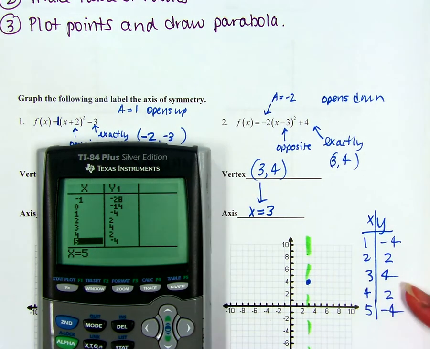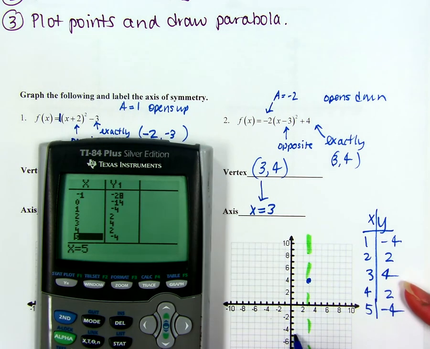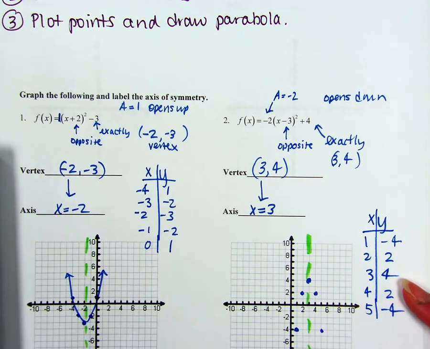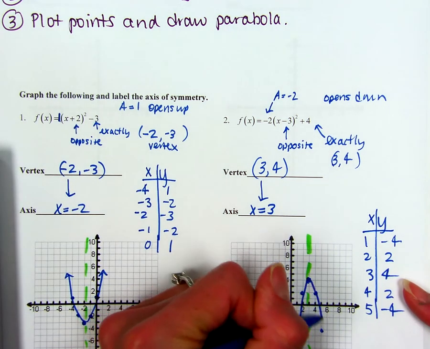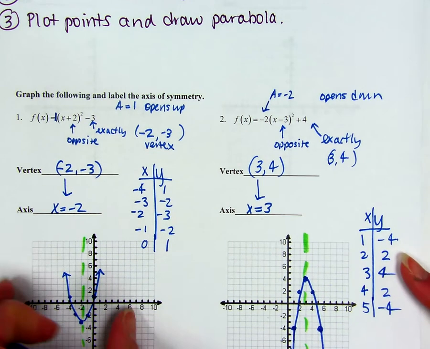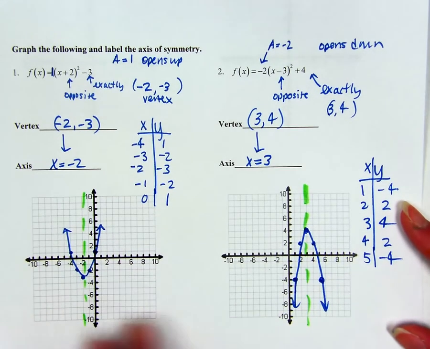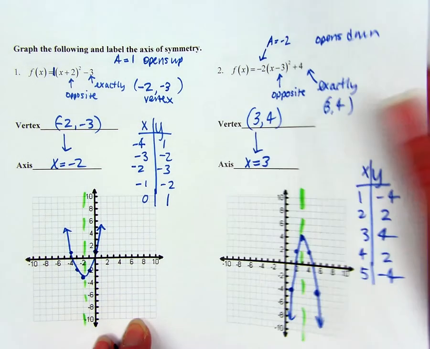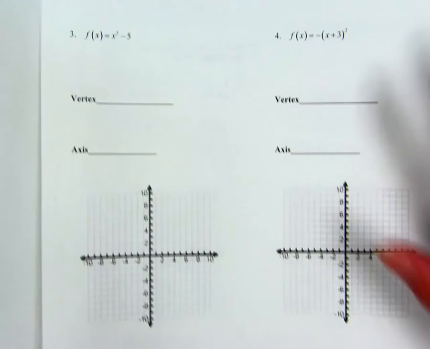Alright, now I'm going to plot those on my graph. So I've got 1, negative 4, 2, 2, 3, 4, 4, 2, and 5, negative 4. And just like we said earlier, it's a parabola that opens downward. Make sure you put arrows on the end. That'll tell you that your parabola goes on forever. Alright, flip to the other side. We got 2 more examples.